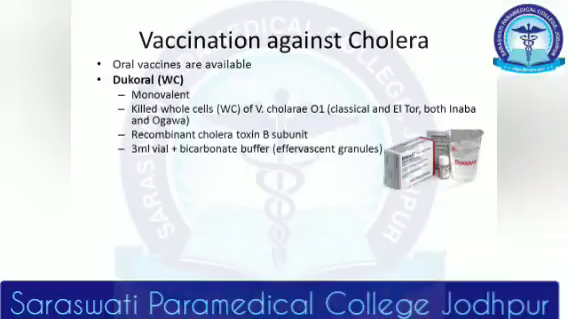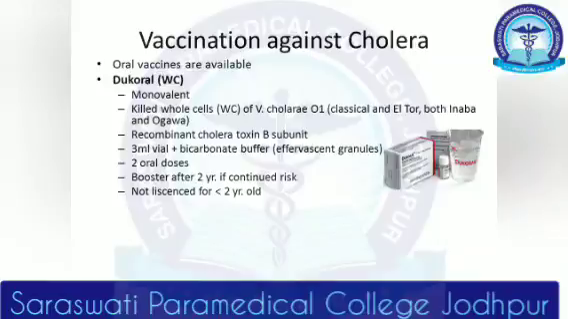It is available as a 3 ml vial with bicarbonate buffer given as effervescent granules. This bicarbonate buffer is required to counter the gastric acidity so that the B subunit of toxin is not affected by the gastric acidity. 2 oral doses are given, and if the risk continues, a booster dose is given after 2 years. Not to be given to under 2-year-old children.